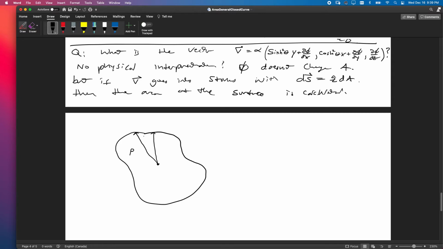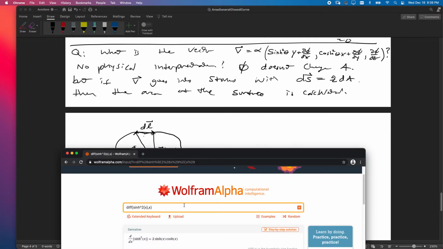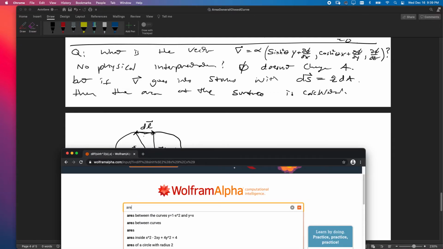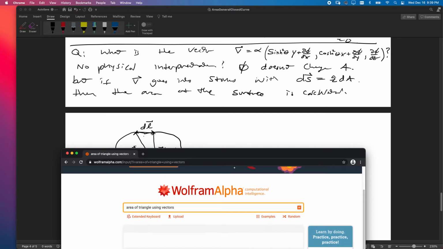So for now, let's say this is rho of t, and this is rho of t plus dt. And I'll let this be again dl. Then if we go to Wolfram, we say, area of triangle using vectors.